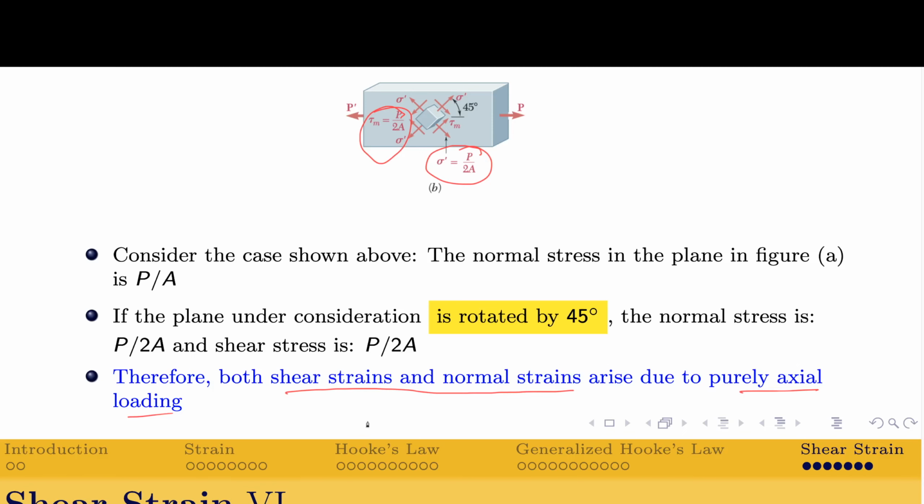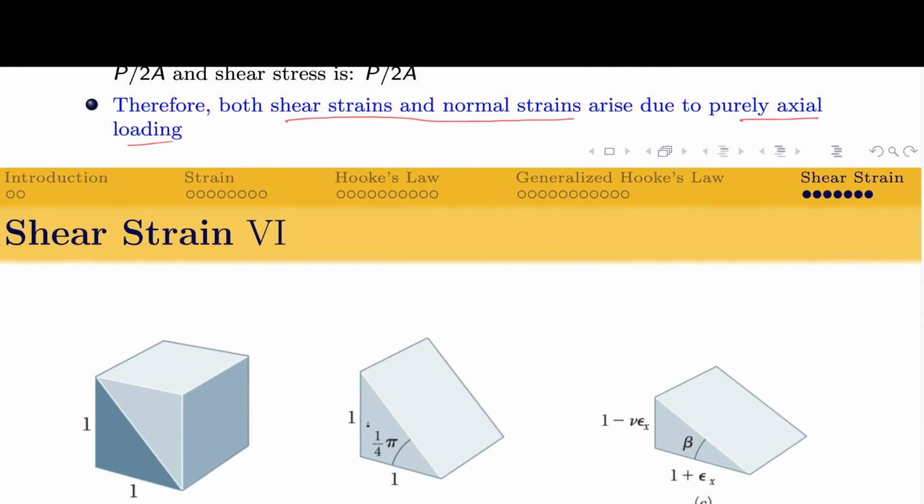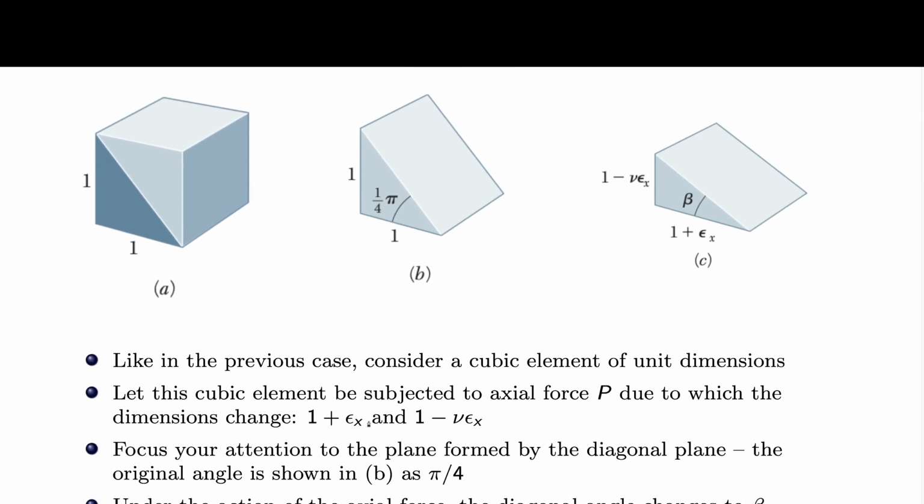So let us now extend this concept into a slightly different thing. Consider over here the same cubic element of unit dimensions, and let this cubic element be subjected to an axial force P, due to which the dimension changes from 1 to 1 plus epsilon x, and 1 minus nu epsilon x in the y direction as indicated here.